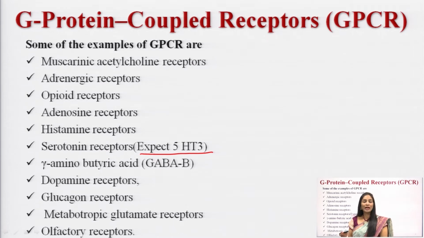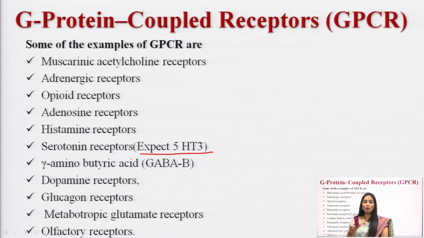And GABA receptors: forget about GABA A and GABA C, GABA B is a metabotropic receptor, a GPCR. Dopamine receptors, glucagon receptors, and the metabotropic glutamate receptor; glutamate has 3 types of receptors.